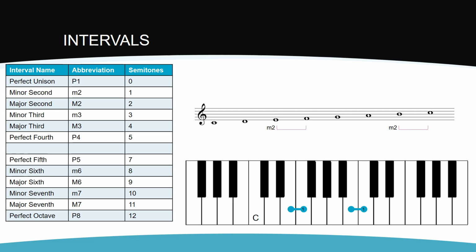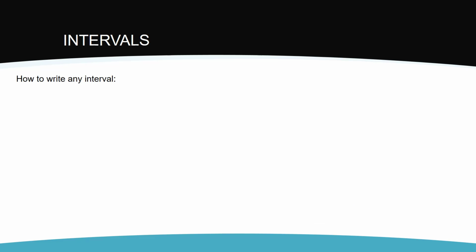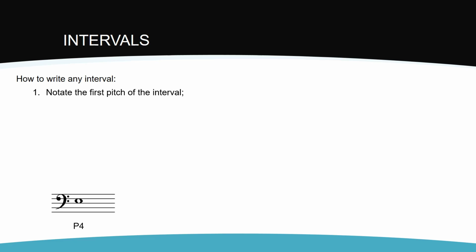We've used the examples of the major and minor modes to show you how each of these intervals naturally occurs in the diatonic system, but it is possible to build any type of interval beginning on any pitch. Here is a handy method for notating a given interval on the staff. Step 1. Notate the first pitch of the interval. For this example, let's use E, and let's build a perfect fourth above E.